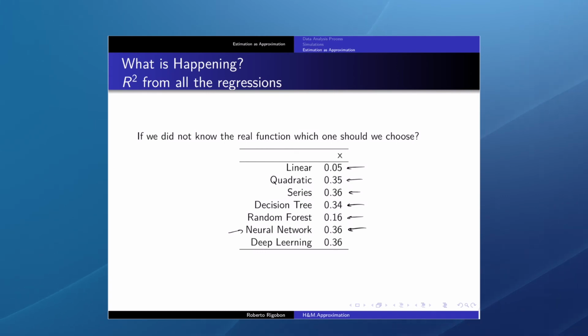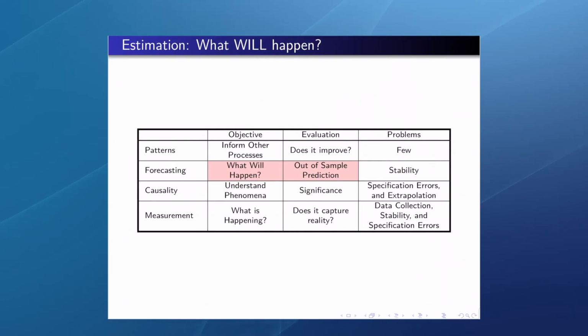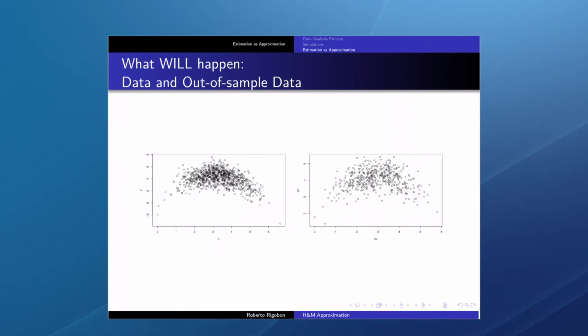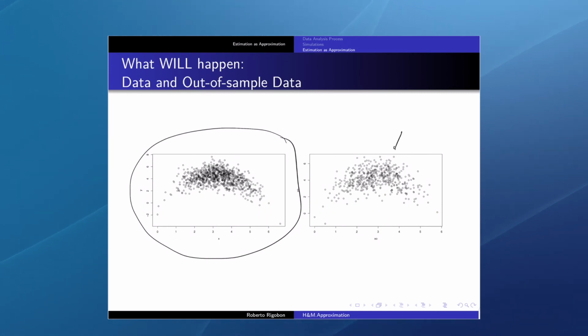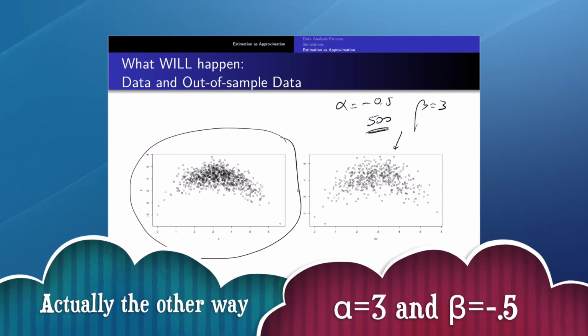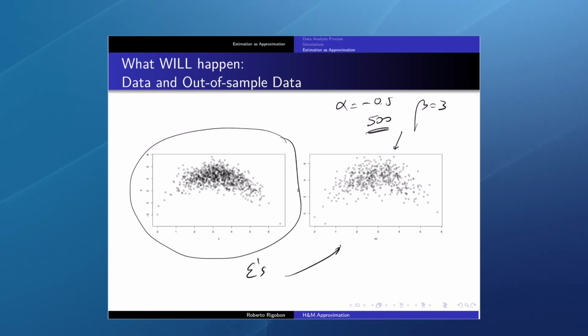So let's look at another criterion. Imagine that instead we want to understand, well, how good are you at forecasting data that doesn't exist? So the out of sample prediction. So this is the original data. I know it's small, but it's exactly the original data that I just showed you. And these are new data points that I created. So new 500 observations, created exactly the same way. The alpha continues to be minus 0.5 and the beta continues to be 3. I just created new x's and I computed new realizations. So the only difference between the two samples are the residuals. So the epsilons are the different aspect here.